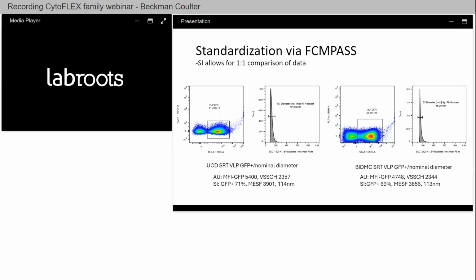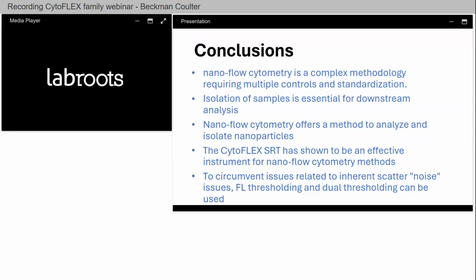And this just proves that by using standardization, we can really start doing very collaborative science and make things go along a lot quicker, right? More hands without actually having them all in the same place. So as conclusions, nano flow cytometry is a very complex methodology.